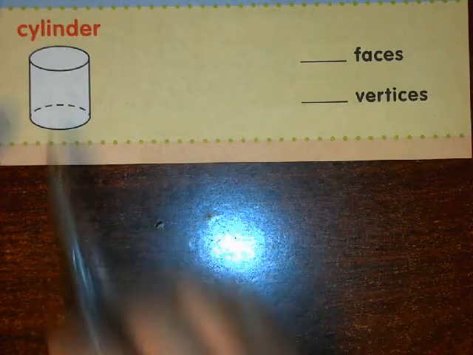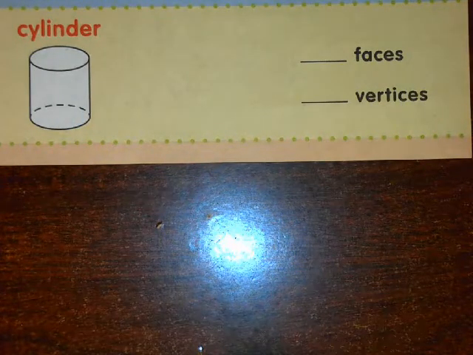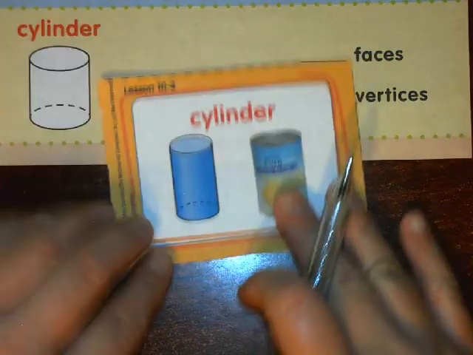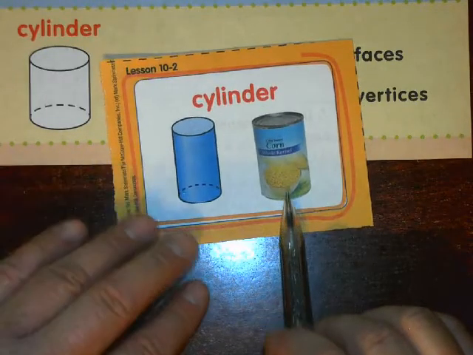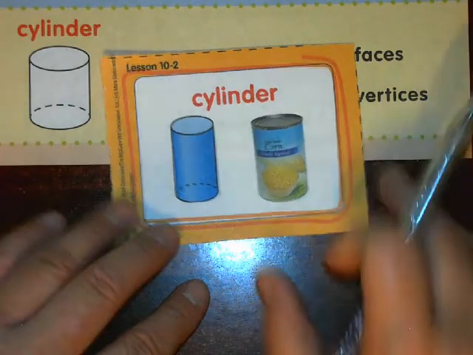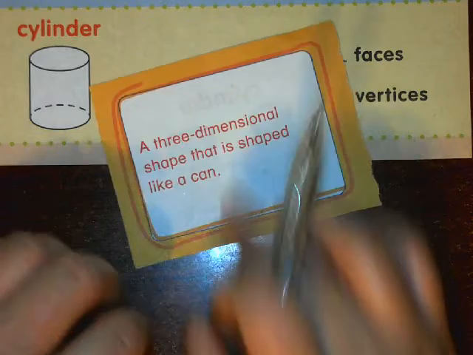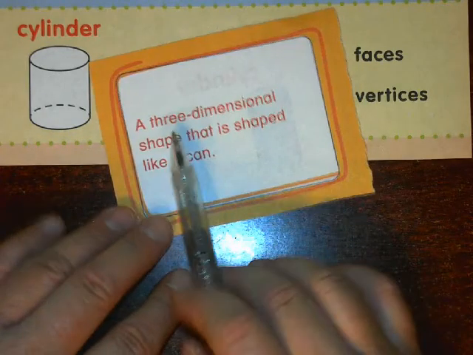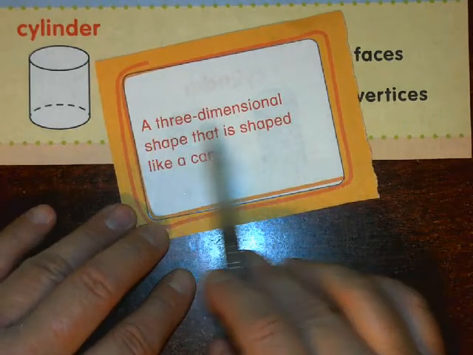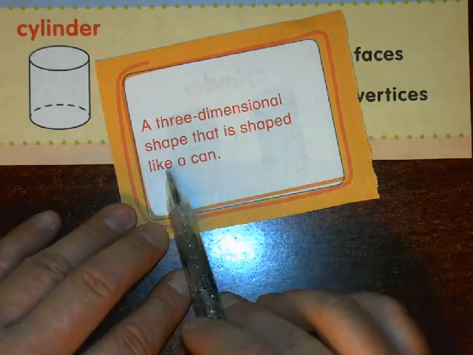Just like a cone, I can see that it has some circle faces. So here's a cylinder. The example shows a can of corn. You probably have a lot of cylinders in your home. So a cylinder is a three-dimensional shape that is shaped like a can.